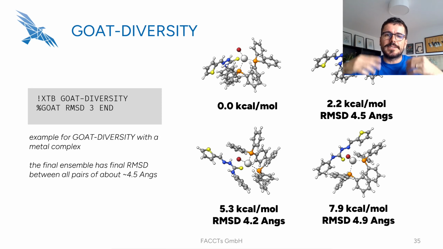And since it's a silver complex, there's a phosphine, it's not likely that some cheaper method will get the right energies. And in this case, it's better to just do a very, very spread out diverse search and then look for the best minimum.